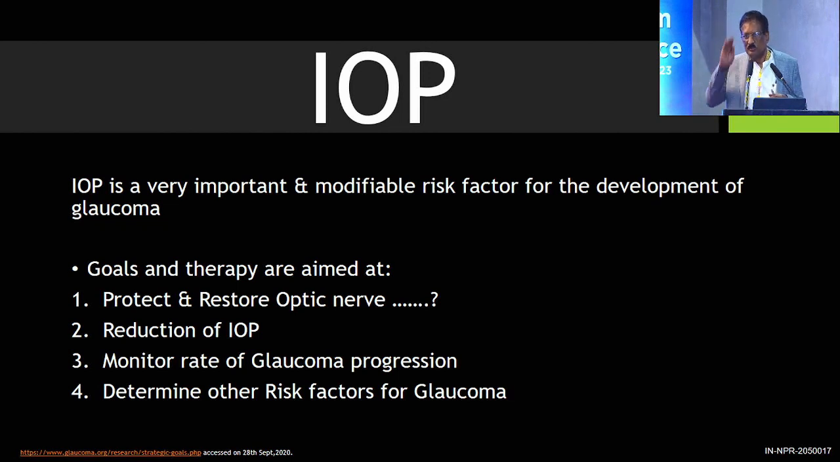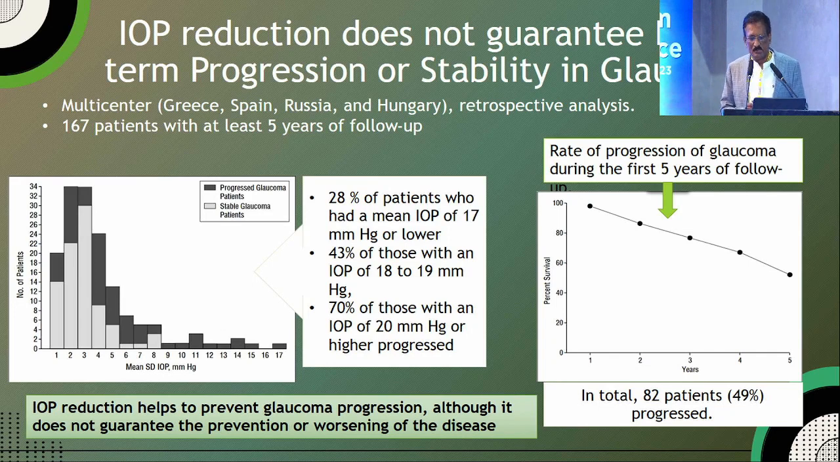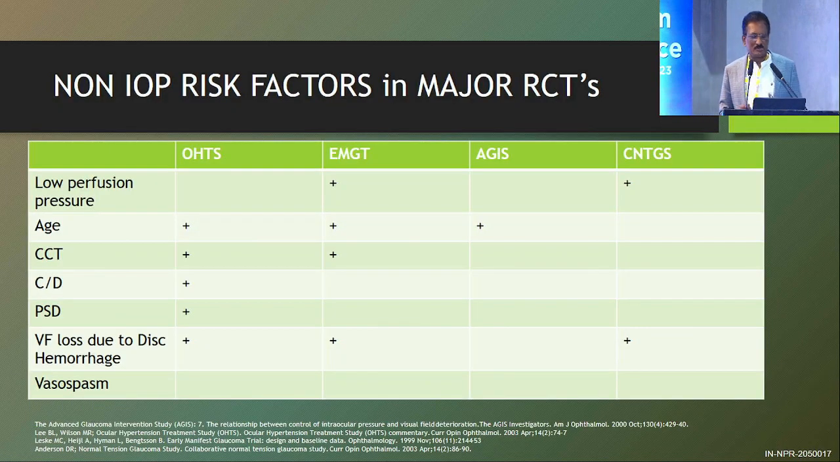As the ERDs have already told us how to see that, and determine the other risk factors contributing to the glaucomatous loss. This is one landmark study: in 167 patients in a multicenter study, 28% of the patients progressed further in spite of intraocular pressure being maintained at 17. 43% progressed when the pressure was 18 and 19. 70% of the people progressed when IOP was maintained at 20. That means intraocular pressure is not always contributing to the total inhibition of ganglion cell loss. So, though intraocular pressure is very important, we should concentrate and see other things where the patient is progressing beyond the intraocular pressure. We know the landmark studies OHTS, EMGT, AGIS and the corroborative normal tension glaucoma studies.